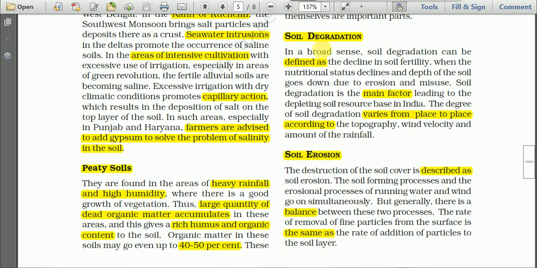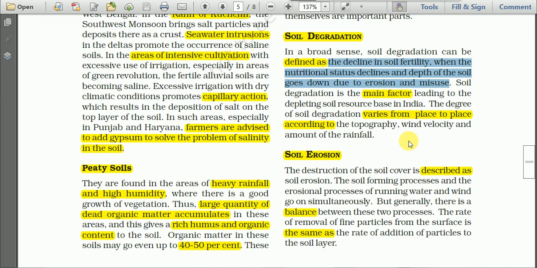So now let us read soil degradation in India. What are the different causes? What are the causes for degrading soils in India? Let us read. About the meaning, it is given here. In a broad sense, soil degradation can be defined as the decline in soil fertility when the nutritional status declines and depth of the soil goes down due to erosion and misuse.